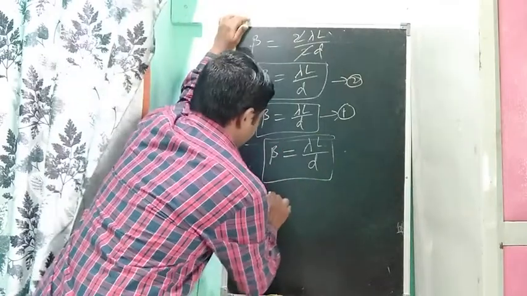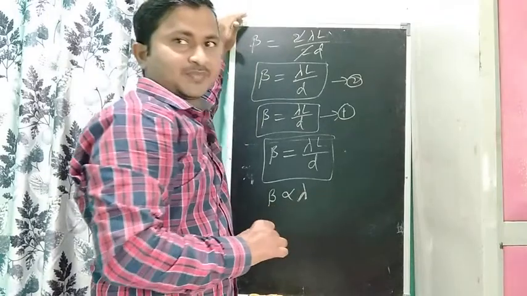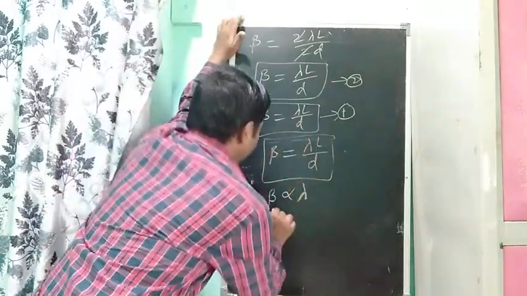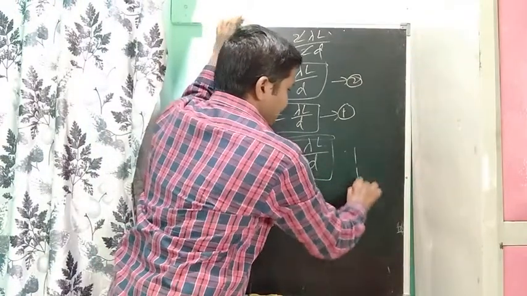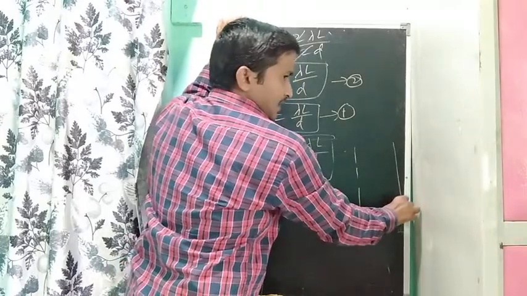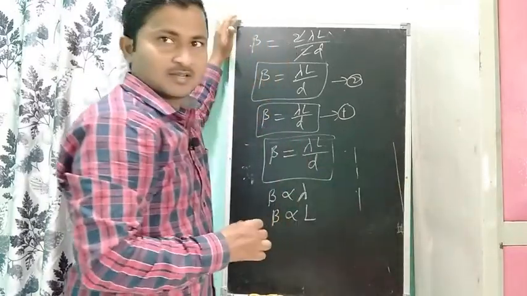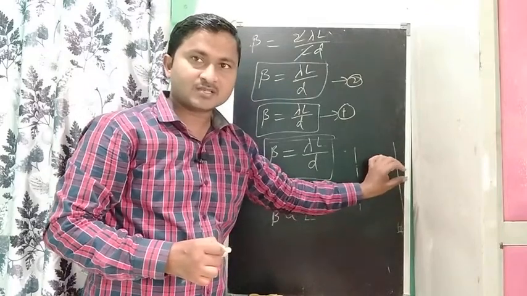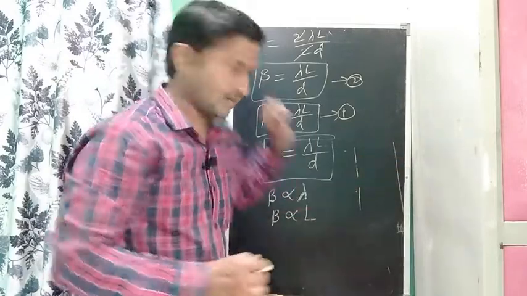From this, the fringe width is directly proportional to the wavelength of light. If the wavelength of light is more, the fringe width is more. The fringe width is also directly proportional to the distance between the slits and the screen. If the distance is more, the width of the fringes formed on the screen is more. That means we can observe a clear interference pattern on the screen.